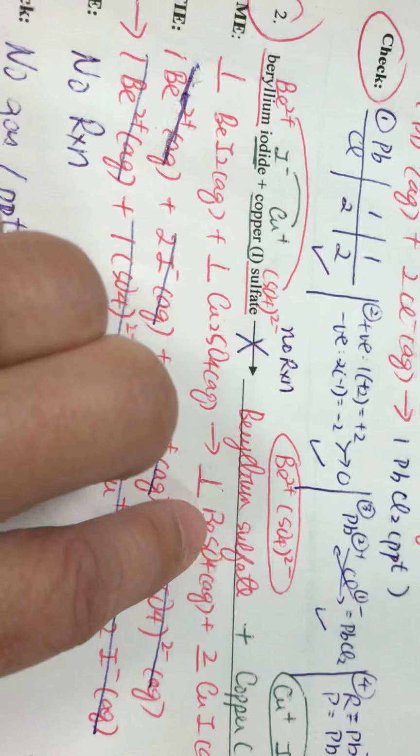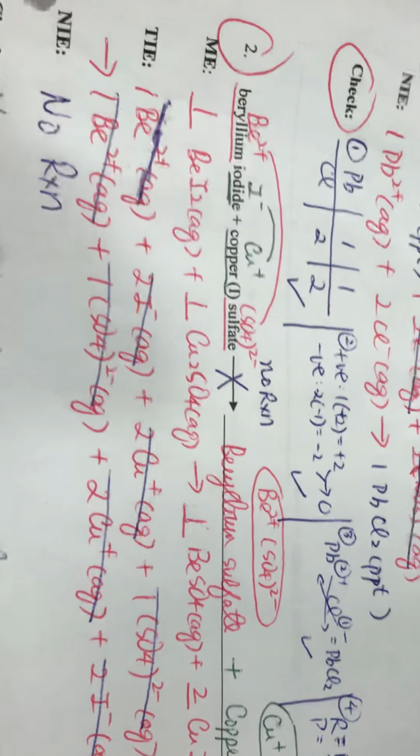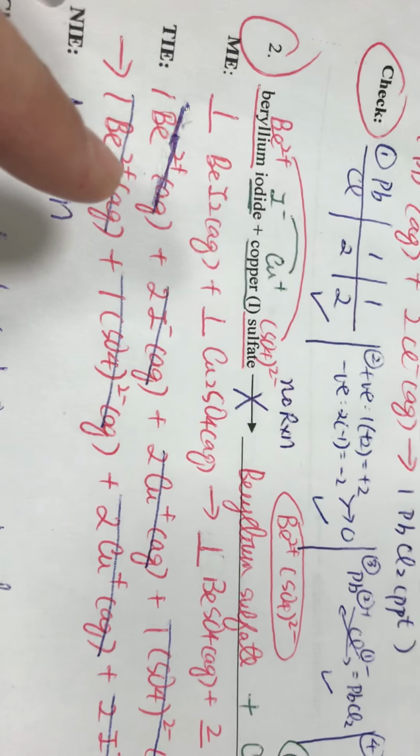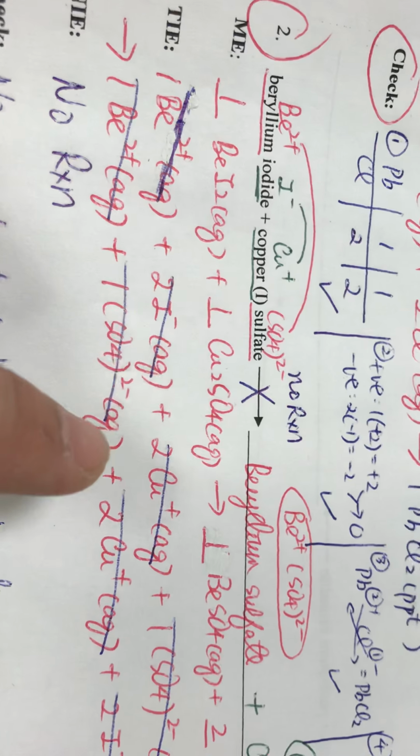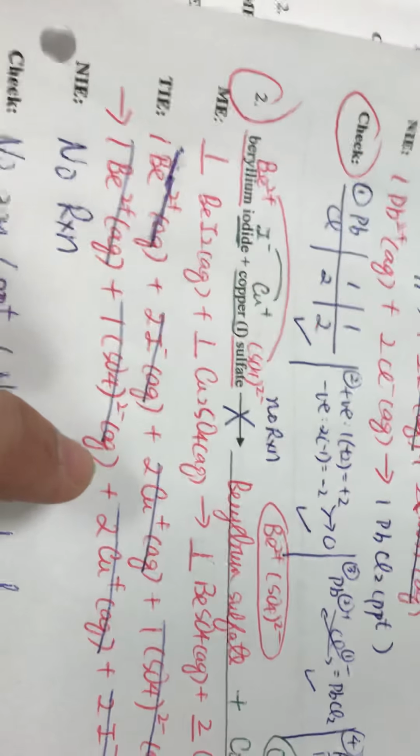Now we've got to double check. They all show up on both sides. Be2+ (aq) both show up. 2I- (aq) shows up. 2Cu+ (aq) shows up, and 1 SO4 2- (aq) shows up. So everything shows on both sides. Make sure you double check. Do you have the coefficient match, the charge match, and the state match? If they are not matching, no cancellation, because actually you did something wrong.